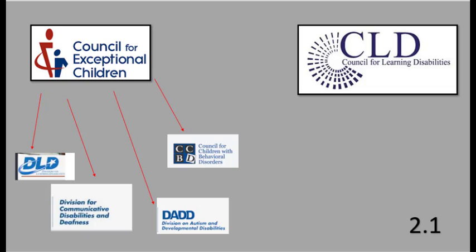In the field of special education or exceptional education, there are several professional organizations. One of the most prominent is the Council for Exceptional Children, or CEC. This presentation gives resources for 4 of several divisions within CEC. The 4 we will visit in this presentation are the Council for Children with Behavioral Disorders, CCBD, the Division for Learning Disabilities, DLD, the Division for Communicative Disabilities and Deafness, DCD, and the Division on Autism and Developmental Disabilities, DADD, often referred to as DAD.